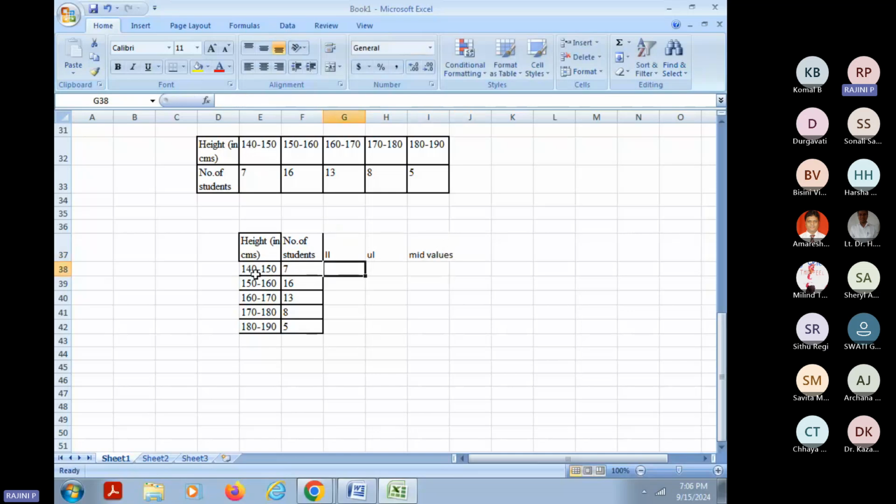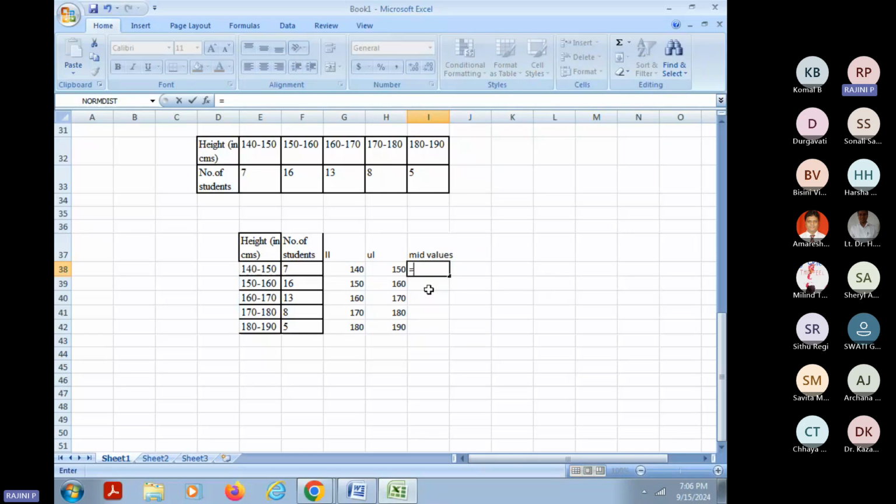So what are the lower limits? Lower limit is 140. Upper limit is 150. Lower limit means the number with which we start the class, and upper limit means the number with which we end the class. Similarly write for the remaining: 150, 160, then 160, 170, then 170, 180, and 180, 190. Then go for the mid value calculation.